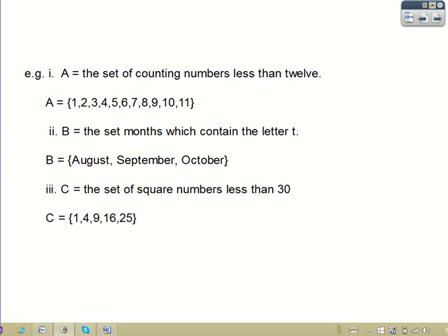Set B, we were told, was the set of months which contain the letter T. If you go through your months, you'll know that those months are August, September, and October. And so you should have got that. And then set C, we were told, is the set of square numbers less than 30. Well, the square numbers less than 30 are 1, 4, 9, 16, and 25. So again, check your work and see whether you've got that.